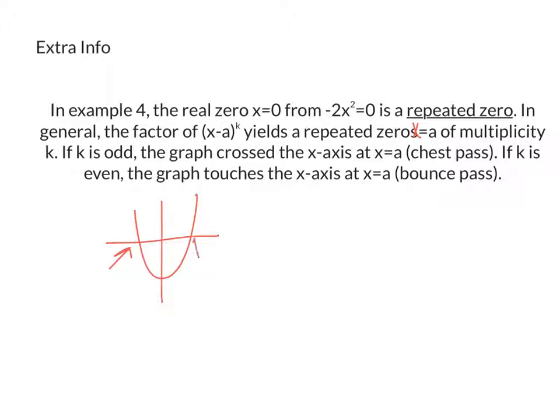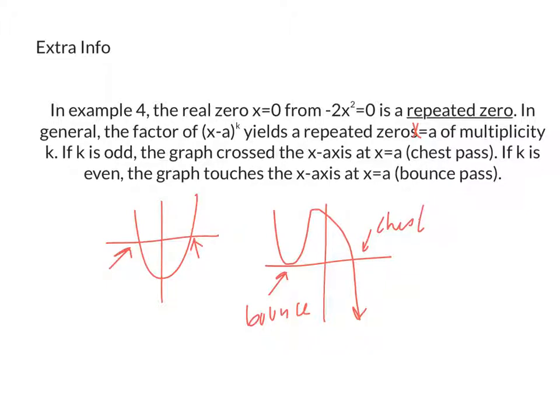Each of these are chest passes. They go through the x-axis, but a bounce pass means that it bounces up. This would be an example of a bounce pass because it bounces at the x-axis, and this one is an example of a chest pass because it goes through the x-axis. Okay, so again, this one was squared. So what that means for me is because it is even, it's going to be a bounce pass, so it's going to bounce back up, okay? Anything that is odd goes straight through the value.